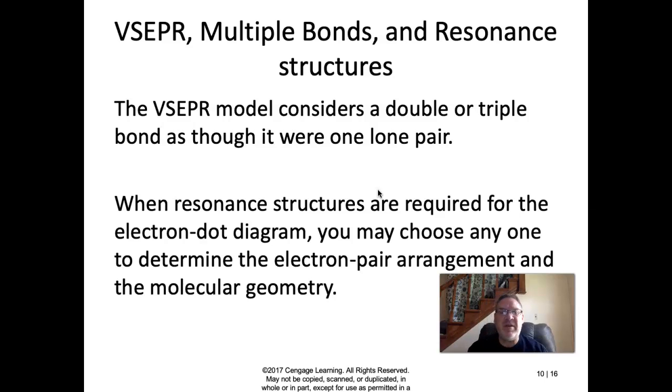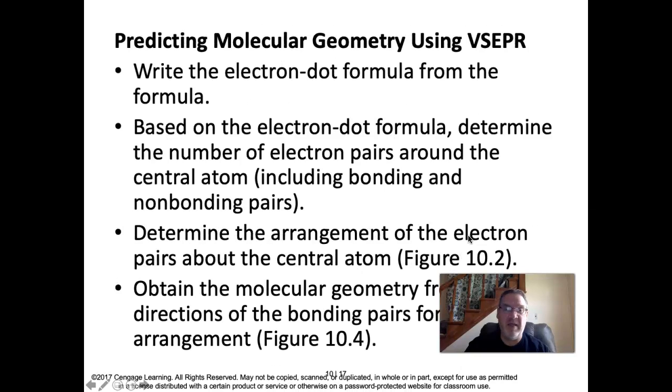Now, VSEPR does take into account resonance structures, and it does take into account multiple bonds. And here's the key. In VSEPR, if it's a multiple bond, it's just one pair. That's all we're going to look at it as. If it's a resonance structure, and remember with resonance structures you can have multiple arrangements, we're only going to choose one of them to make our statements.